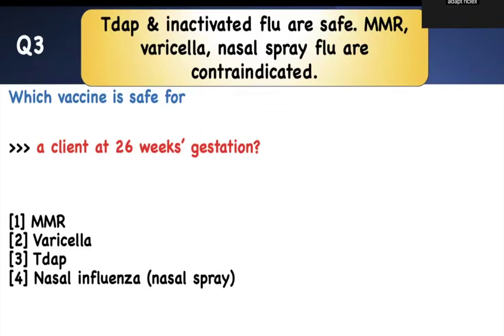Varicella is a live vaccine. Nasal flu is a live vaccine, but the IM form is not. MMR is also a live vaccine. They are not safe in pregnancy. Tdap is good. If you give the lady inactivated flu, which is the IM, it should be fine. Therefore, the right answer is Tdap. She's going to get a Tdap, and she's not going to get MMR, varicella, and nasal flu.